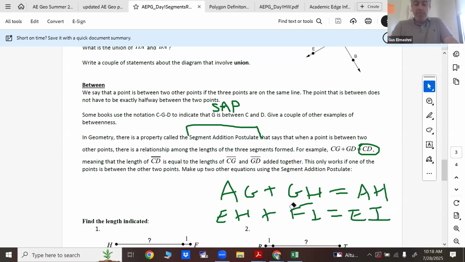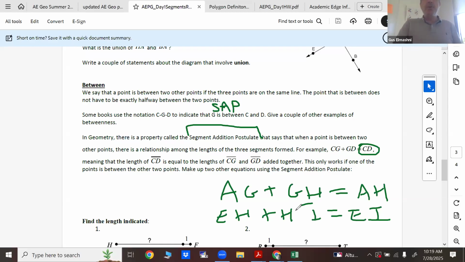But I could replace this F here with an H. And now am I okay? EH plus HI. Do you see the link? They have that link. Gotta have that link. We gotta link up with a letter, something they have in common. Very important.